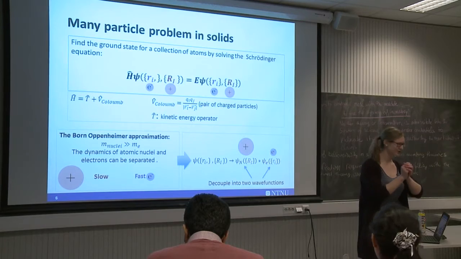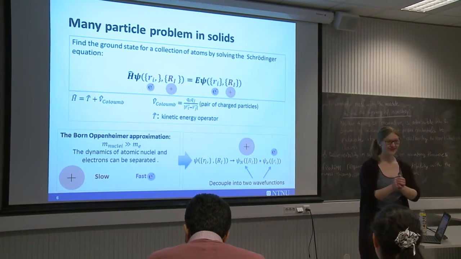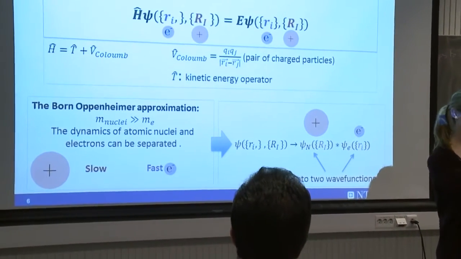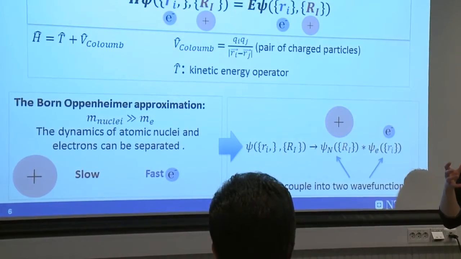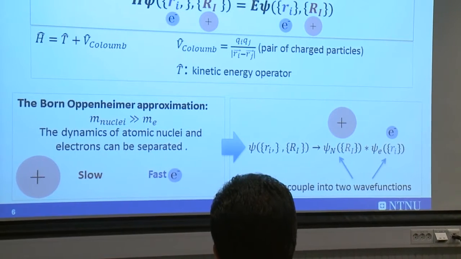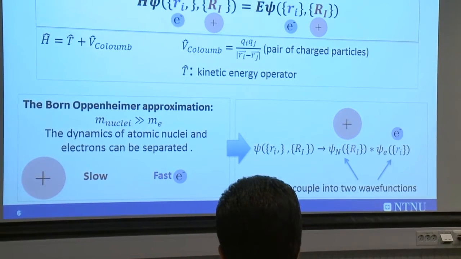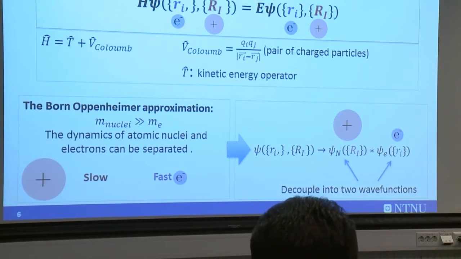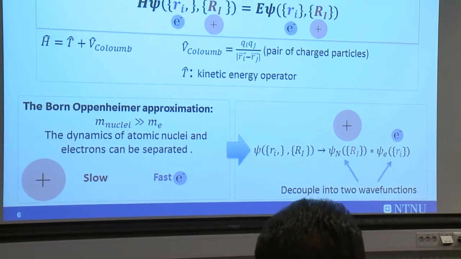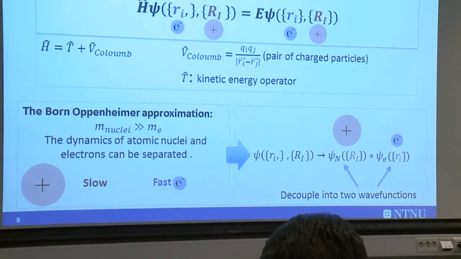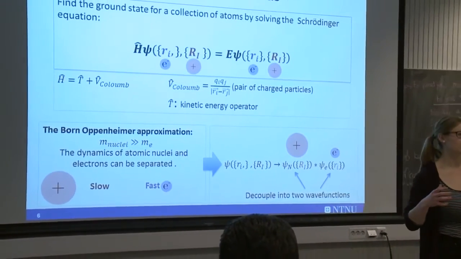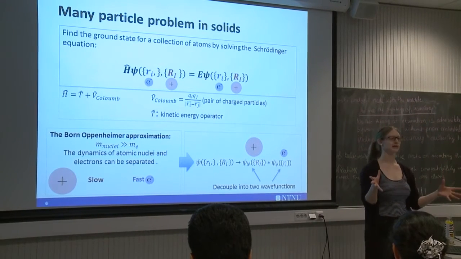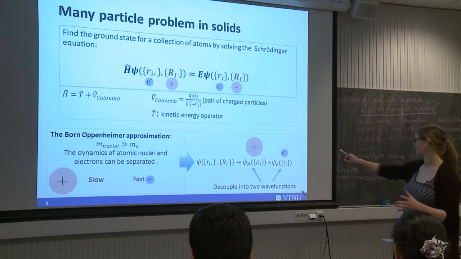And electrons, they are small and they are fast. That means that you can decouple the dynamics of the nuclei and the electrons. So the time electrons need to find their ground state for one specific positions of the nuclei, it's much faster than the nuclei are able to move, right? So that means that the electrons only see this external potential of static nuclei, right? So we decouple the wave functions.